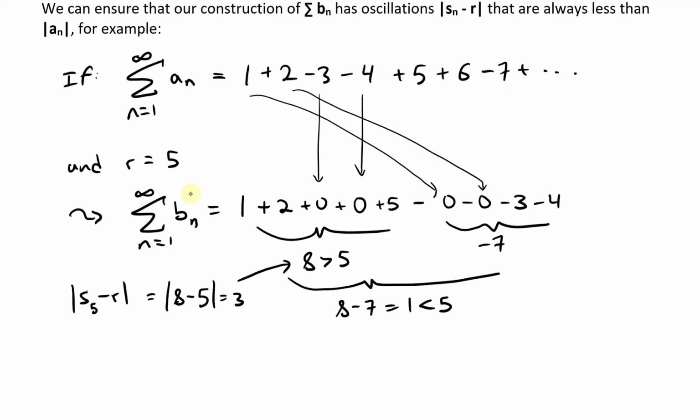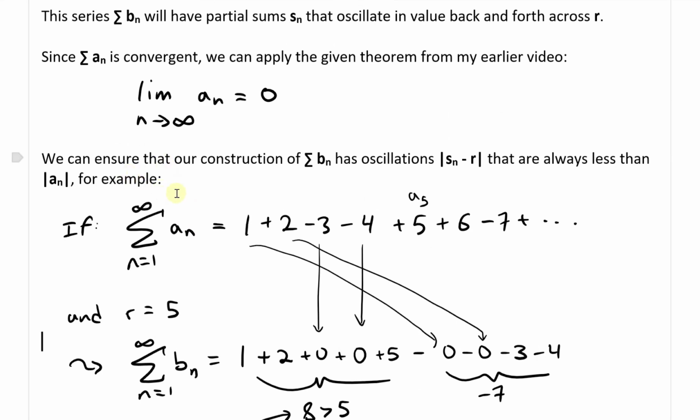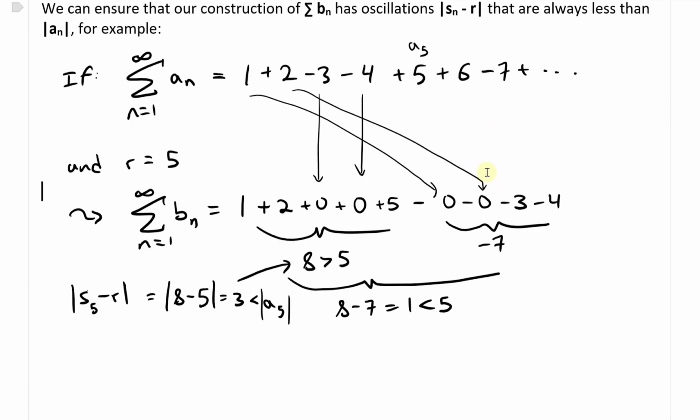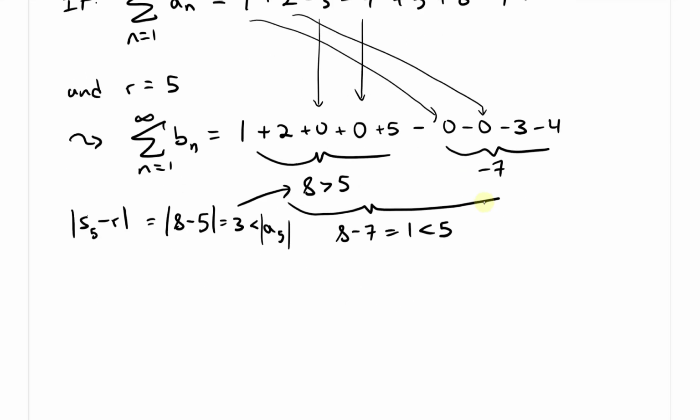And S5 here, A5 is 1, 2, 3, 4, 5. This is A5 there. This is going to be less than A5 here. So the absolute value is less than the absolute value of A5. So we can construct it such that that is the case. So we can always make it less than it. But here in this case, this is going to be negative 7 there. So when you subtract, we'll have 1.